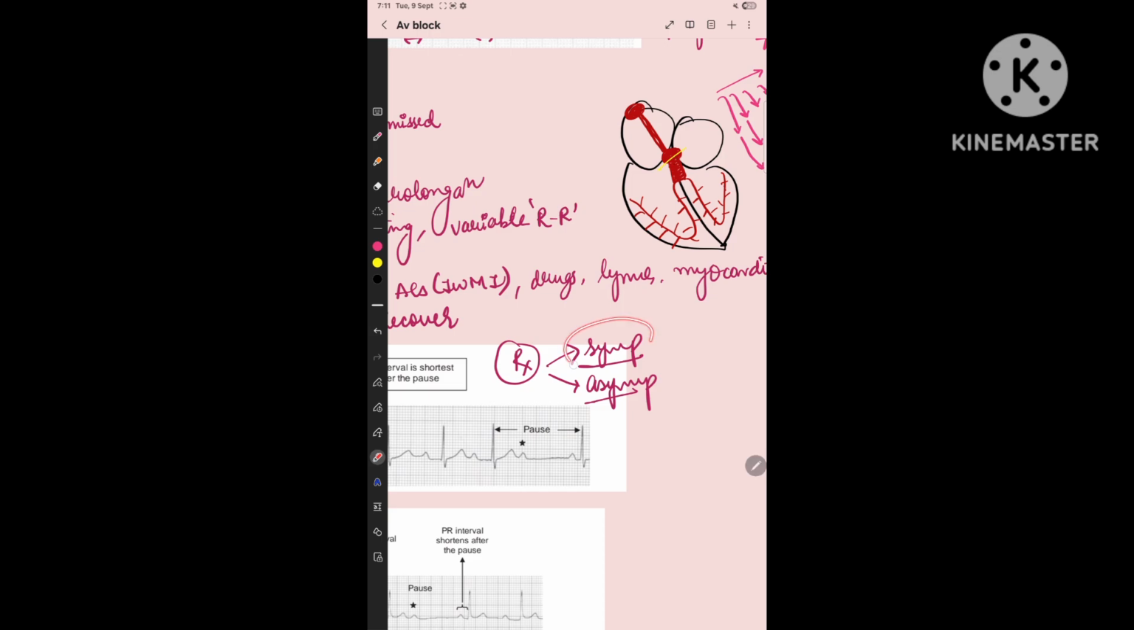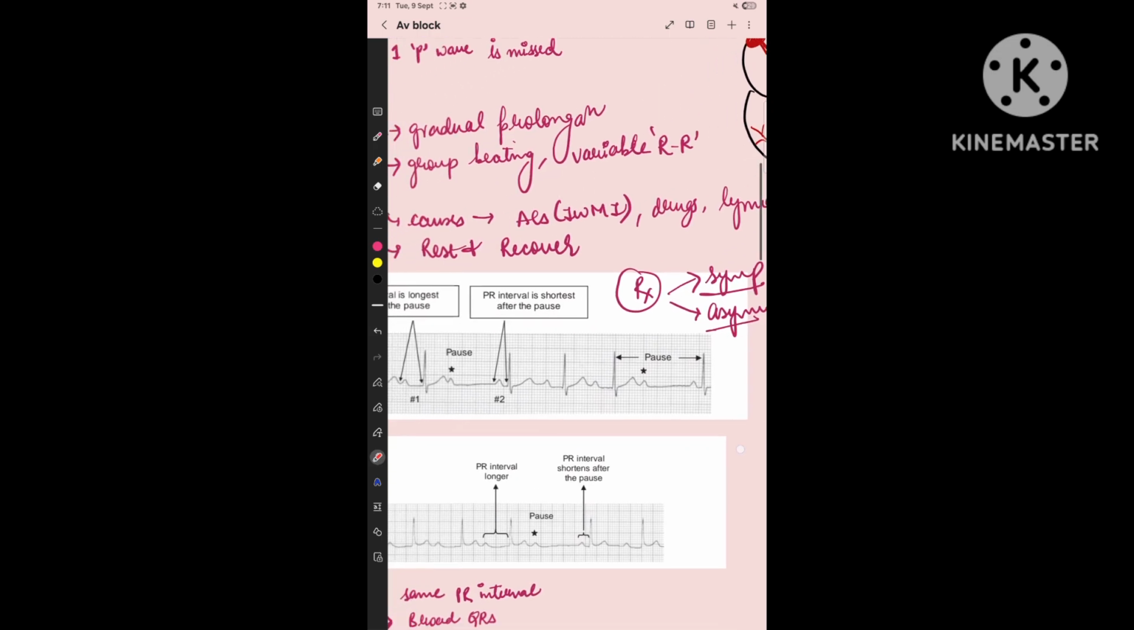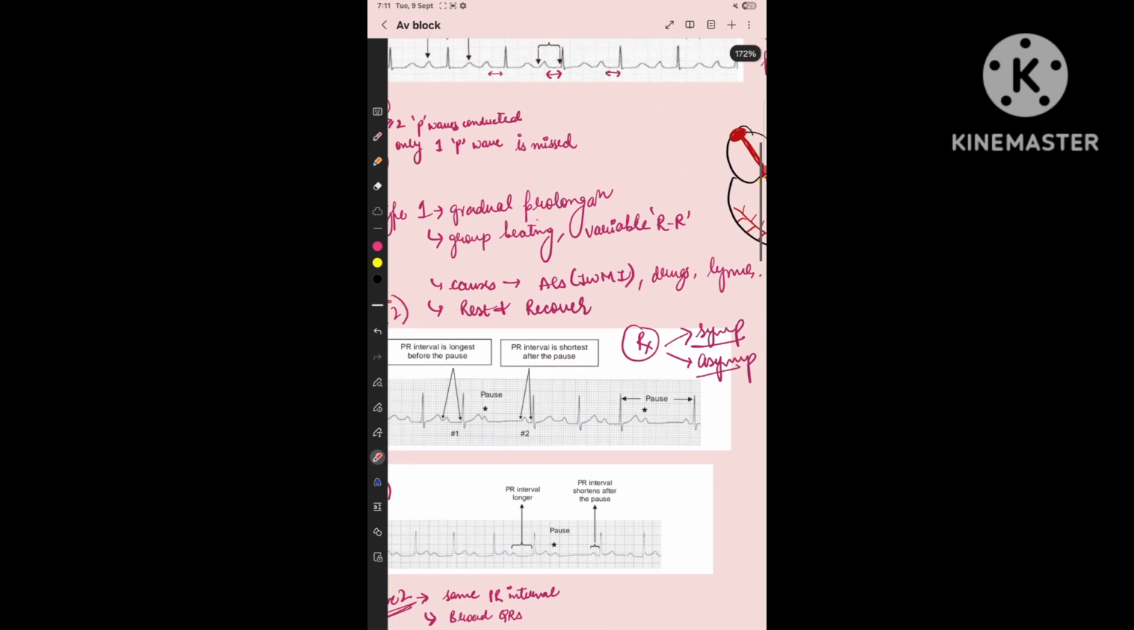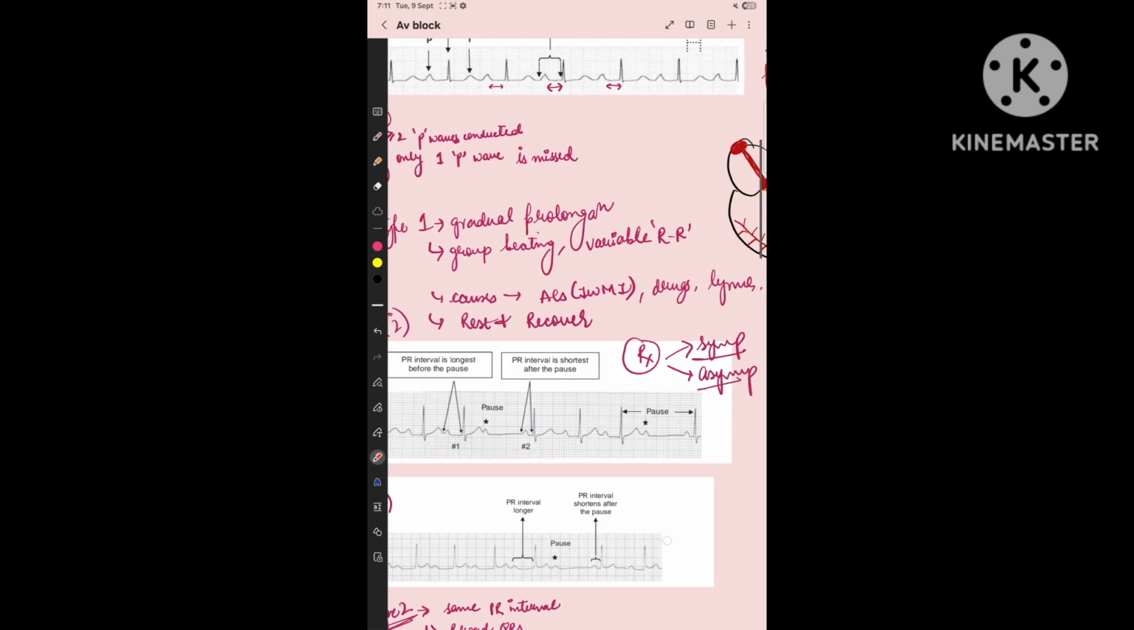But if the patient is symptomatic, then we can give temporary pacing until the baseline disease resolves. If the baseline disease does not resolve, then we can give a permanent pacemaker as well. But that is less required in the condition of type 1 second degree AV block.